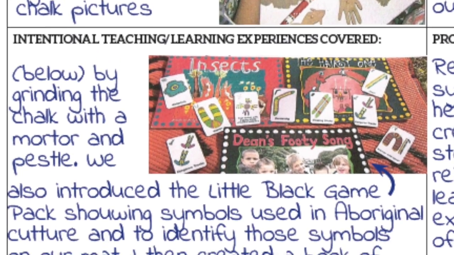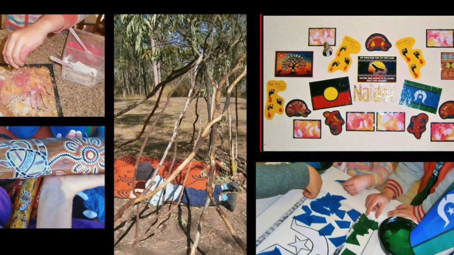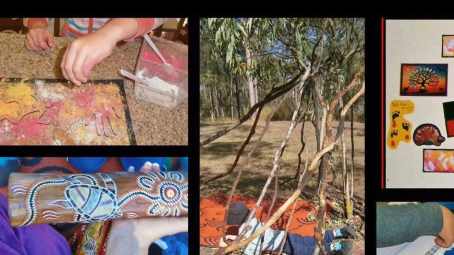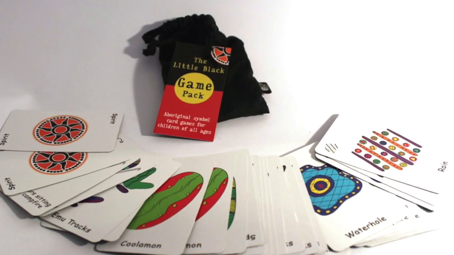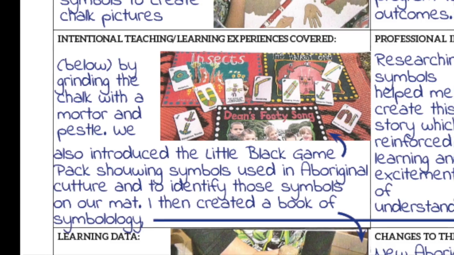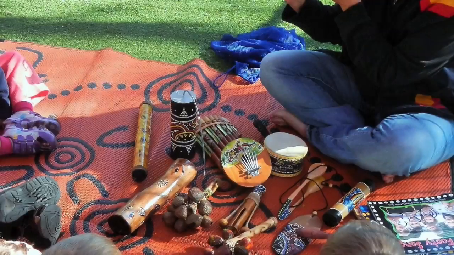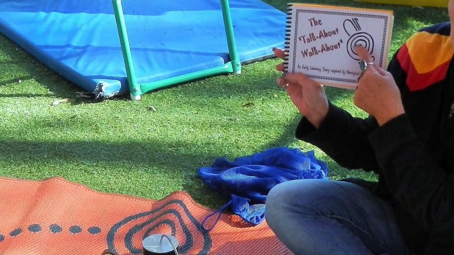In the teaching and learning section, you can document what actions you took throughout the week that were deliberate teaching opportunities. For example, we did a planned group learning experience with our chalk grinding and chalk art, and investigated Aboriginal symbols with the Little Black Game Pack. This was further explored through professional inquiry, where our research of symbols helped in creating a storybook on symbology.